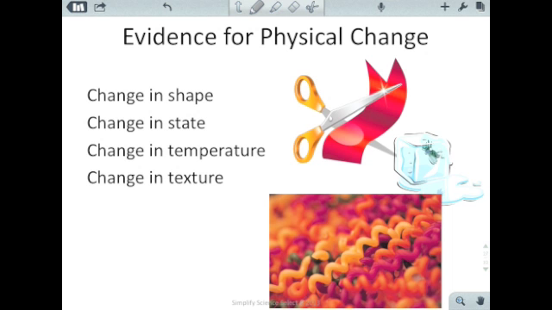When we're looking at this, this is a tricky one. You got to make sure that the change didn't occur because of something chemically happening to it. It could be we set ice out and it melts, it changes the temperature, and it changes the state of matter as well. Or we could have the change in texture. We could have something that's very coarse, and then we grind it, and it becomes a powder.